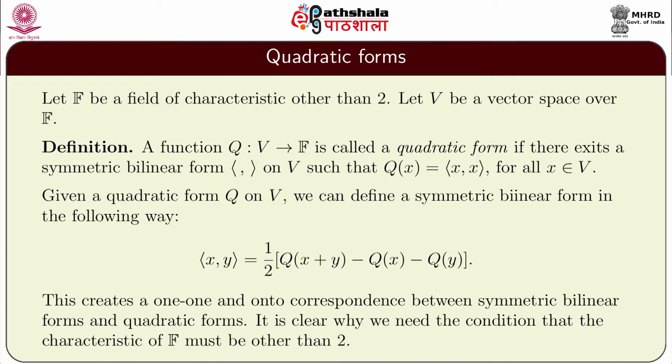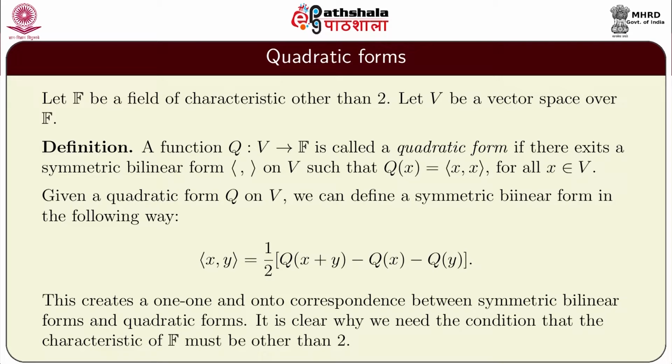Let F be a field of characteristic other than 2 and V a vector space over F. Definition: a function q from V to the field F is called a quadratic form if there exists a symmetric bilinear form on V such that q of x is equal to inner product x comma x for all x in V. Once again, the inner product name is being used to call that symbol, but that symbol actually represents a symmetric bilinear form and not necessarily an inner product in the usual sense.